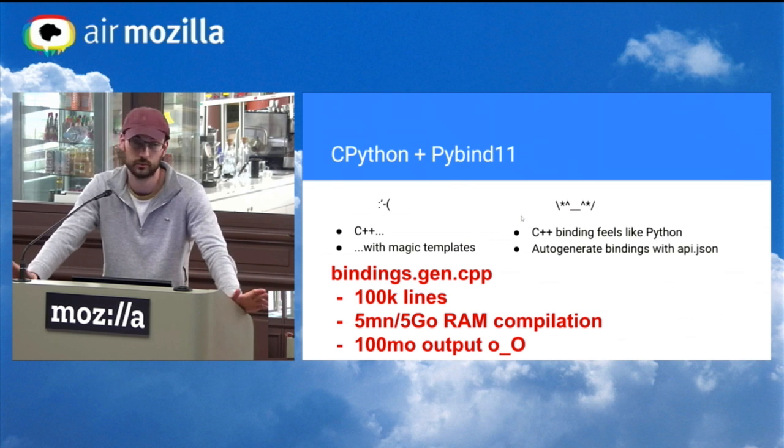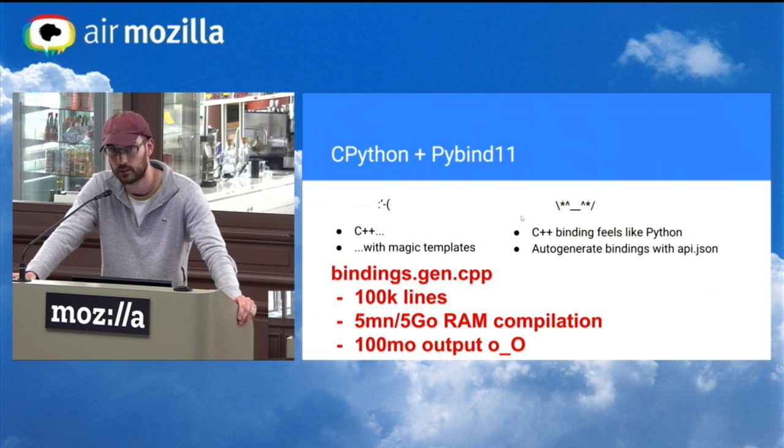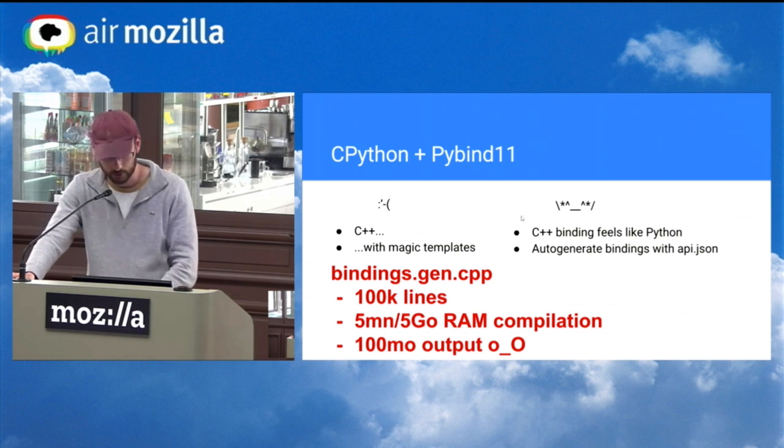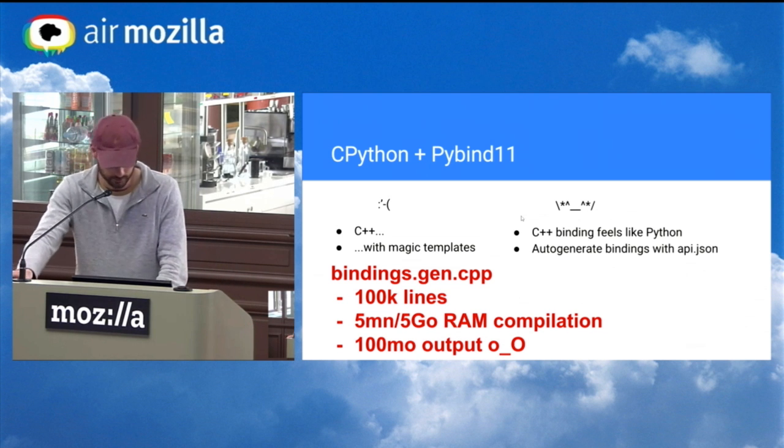So, for example, the Godot binary is something like 10 or 20 megabytes. And now Godot with Python would be 110 megabytes. So it's not acceptable at all. So we have to move on and find something else.